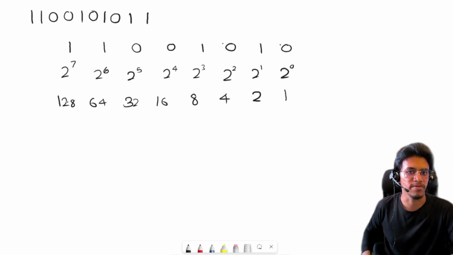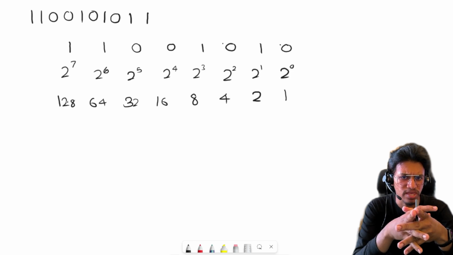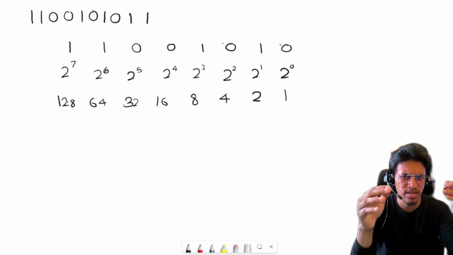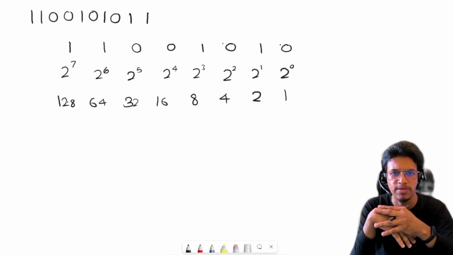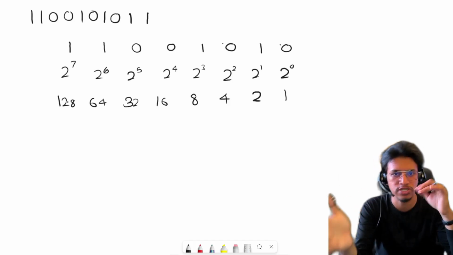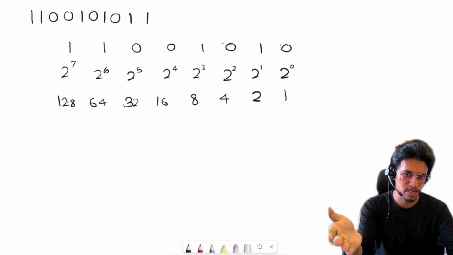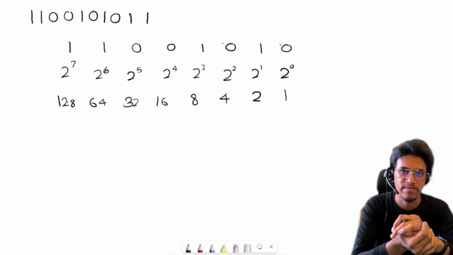You don't need to remember this in your head, like you don't need to study that 2 to the power 4 is 16. You don't need to keep that in mind because starting from the right side, you mark the 2 to the power 0 and then just put the 1 and then keep on multiplying by 2. That is the best way we can do this.